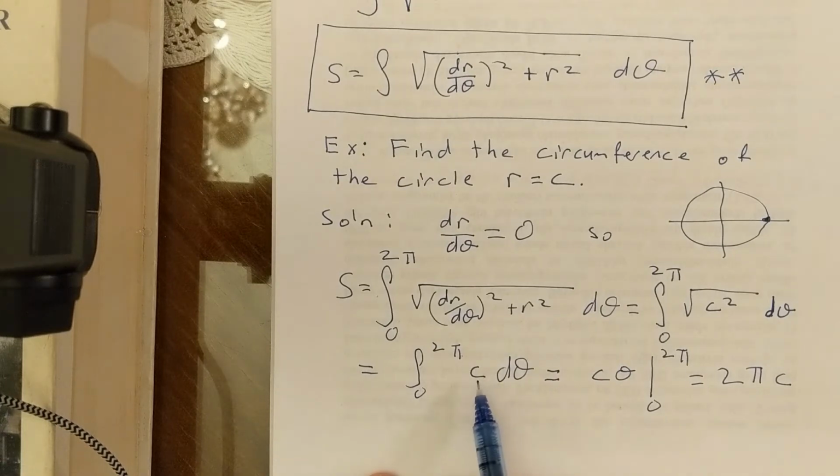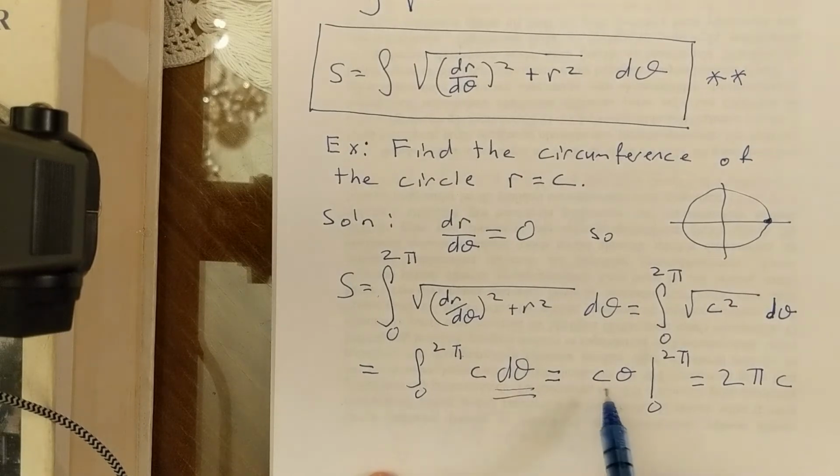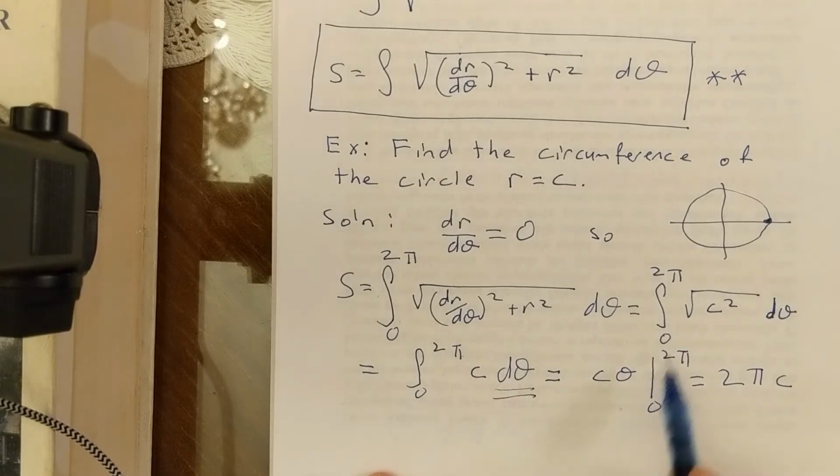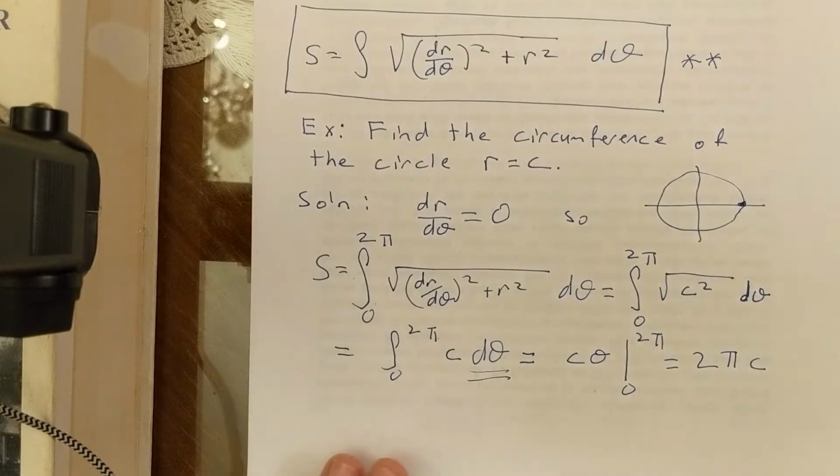I can tell you that. C is a constant, so we're integrating with respect to d theta. So that is c times theta, evaluated from 0 to 2 pi. Plug in 2 pi for theta, and you get 2 pi c, okay? Which is basically the formula 2 pi r, the circumference of a circle, that we already knew about.